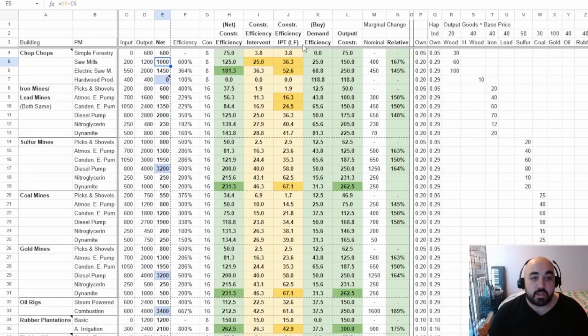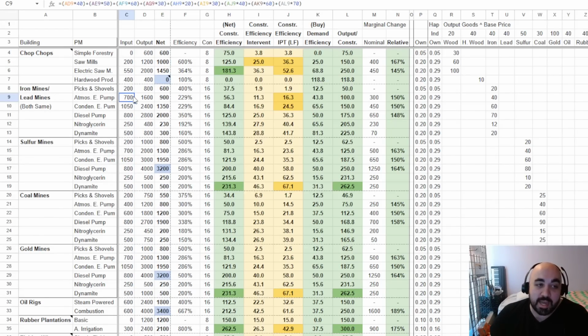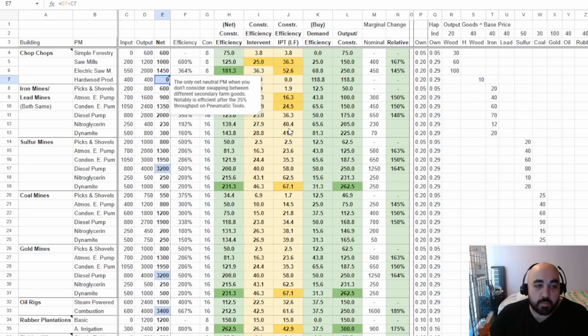And you can never get an extremely high throughput on the chops. But in the very early game, it doesn't matter because you can't get a very high throughput anyway, since you haven't built all the buildings yet. And so that's why in the opening steps, you should really force the wood quite a lot. And then afterwards, you should not. An important thing to note about hardwood, this is the only net neutral PM, which I find interesting, but after you research mnemonic tools, which will give you 25% hardwood output, it becomes efficient. I just thought that was worth noting.